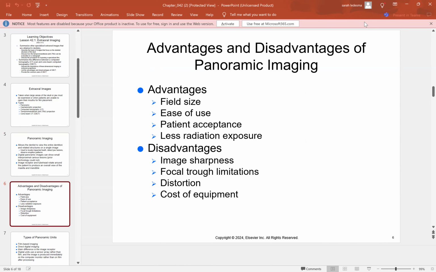Advantages and disadvantages of panoramic imaging. Advantages include field size, ease of use, patient acceptance, and less radiation exposure. Disadvantages include image sharpness, focal trough limitations, distortion, and cost of equipment.